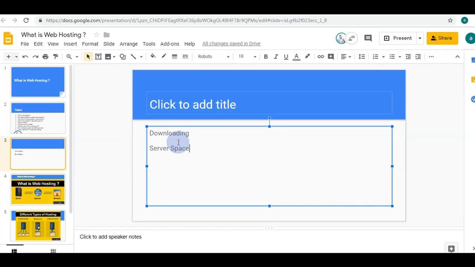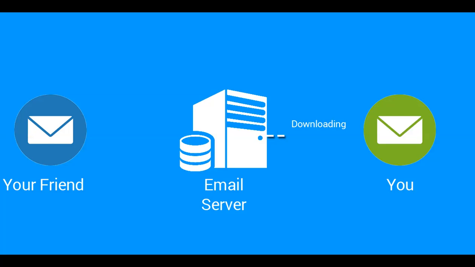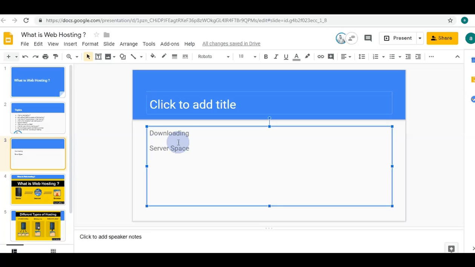Another example is whenever any of your friends sends an email to you, it goes to the email server first and then it is getting stored for you. And again, whenever you open your email client, it is getting downloaded again. This is how it works. This is called downloading. And server space means that the image in WhatsApp, or the email in the email scenario, in both cases, these images, emails, video, audio, all these things are getting stored in the server. That is called server space.